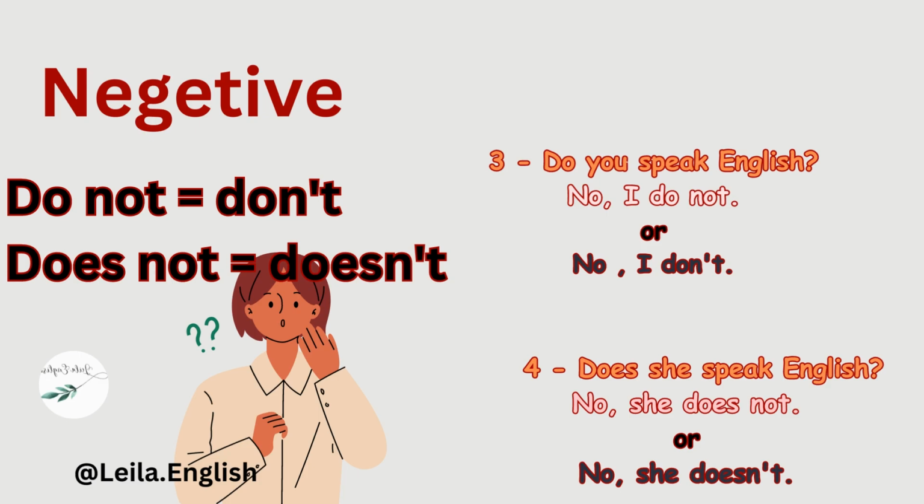Negative: we use do not and does not, don't and doesn't. Example: do you speak English? No, I don't. No, I do not. Next example: does she speak English? No, she doesn't. No, she does not.